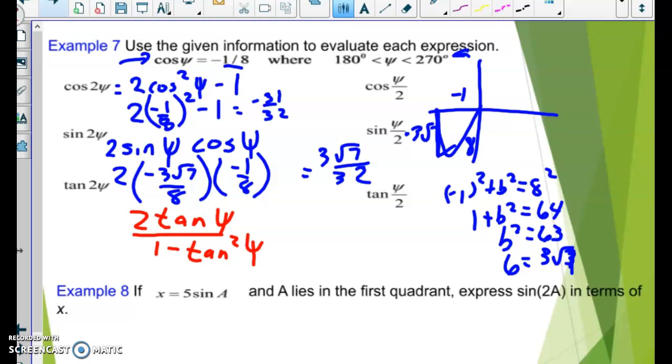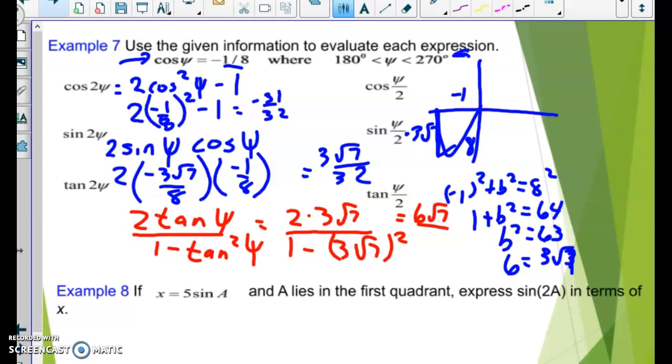The tangent is the opposite over the adjacent. So I get negative 3 root 7 divided by negative 1 gives me 2 times 3 root 7 over 1 minus 3 root 7 squared, in which case I'm going to get 6 root 7 over 1 minus 63. 1 minus 63 gives me negative 62. And that would be 3 root 7 over negative 31, simplified down.